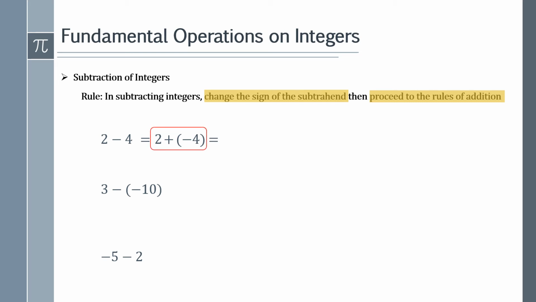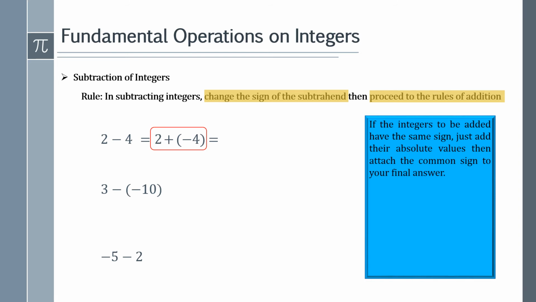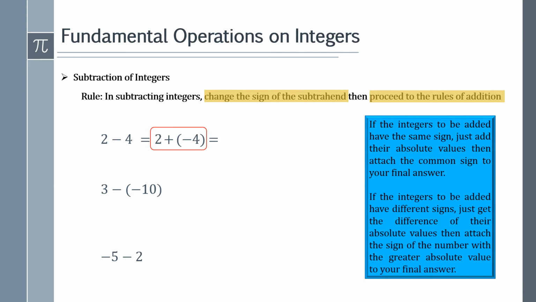So, anong i-apply natin na rules this time since plus naman siya? So, we will apply the rules of addition. It says in the rules of addition, if the integers to be added have the same sign, okay, this was learned earlier from this video, just add their absolute values, then attach the common sign to your final answer. And second case, if the integers to be added have different signs, just get the difference of their absolute values, then attach the sign of the number with greater absolute value to your final answer.